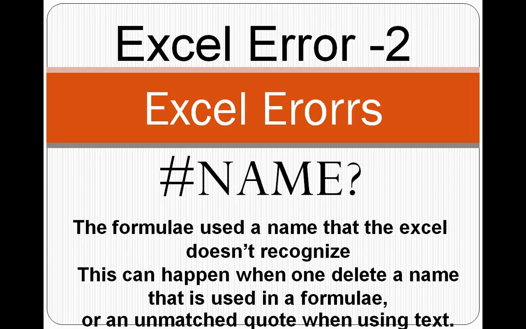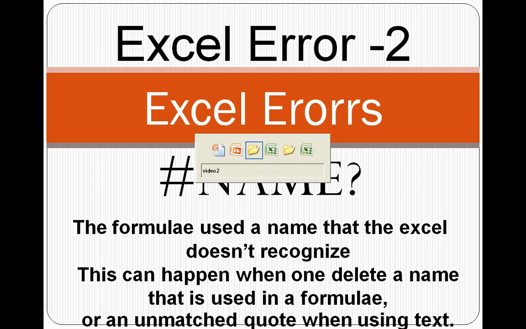On to error number 2, the name error. This type of error occurs when the formula uses a name that Excel doesn't recognize. This happens when one deletes a name that is used in the formula, or has an unmatched code when using text. Let's see how it occurs in Excel.